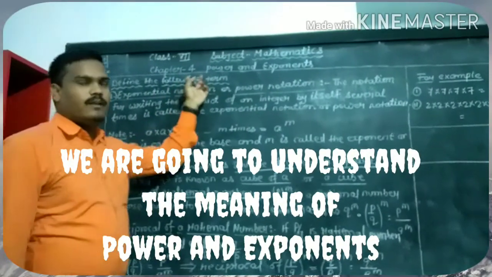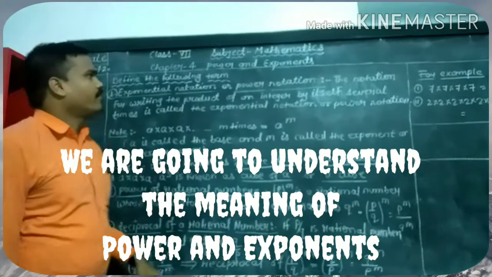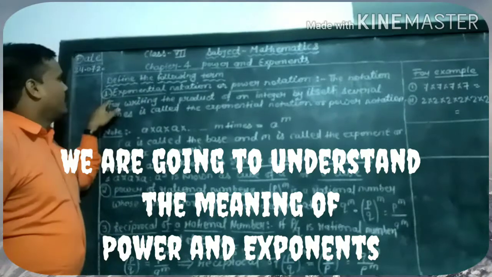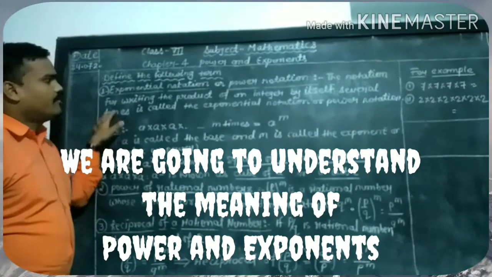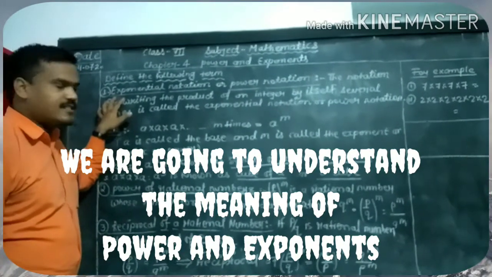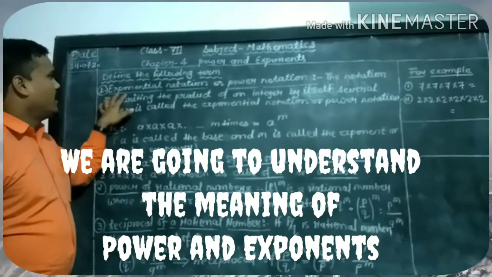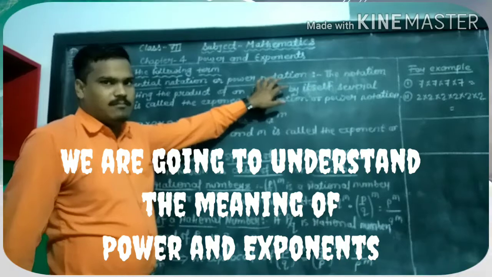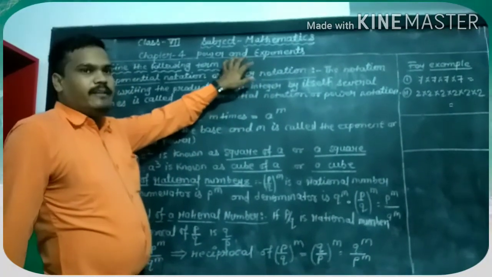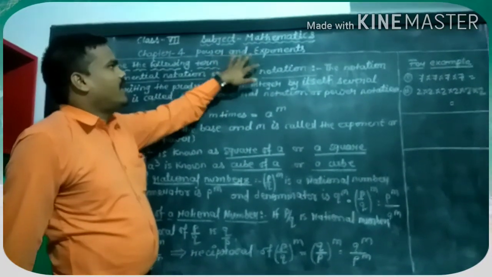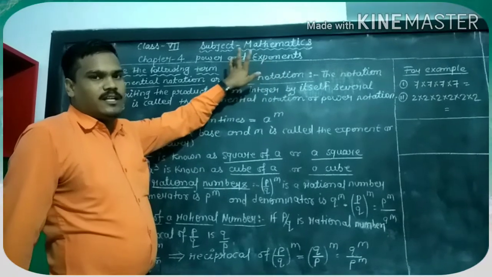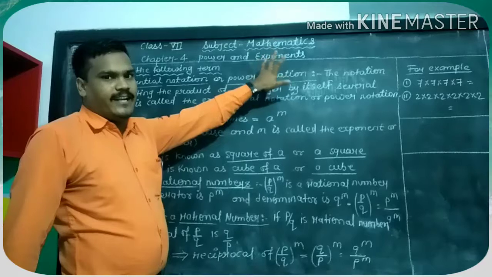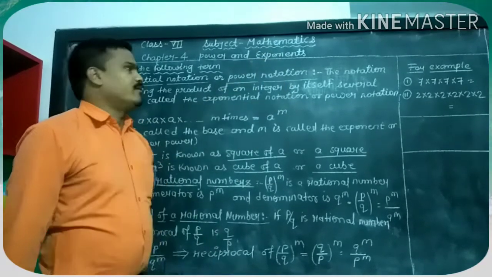Chapter 4, Power and Exponents. Let us see the definition of some words. First, we shall try to understand the meaning of exponential notation or power notation. But before that, let us see the chapter name, power and exponents. Both words have the same meaning: power, exponents or index. All three terms are equal.